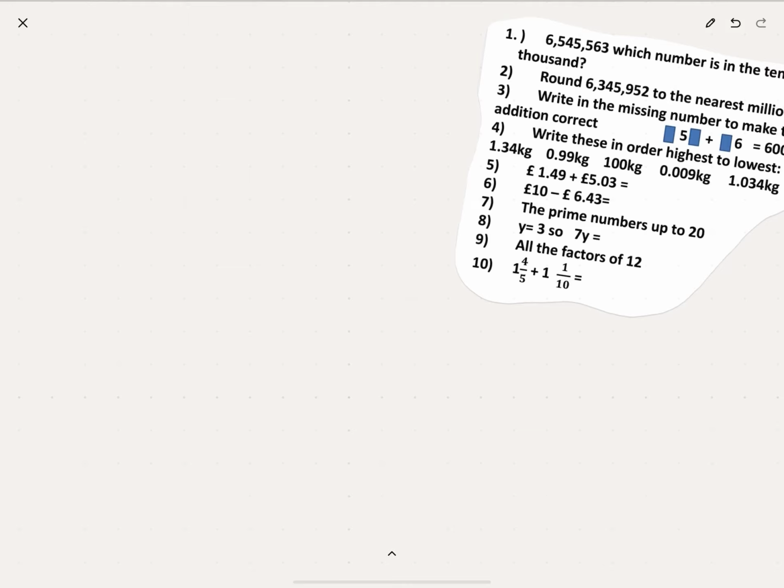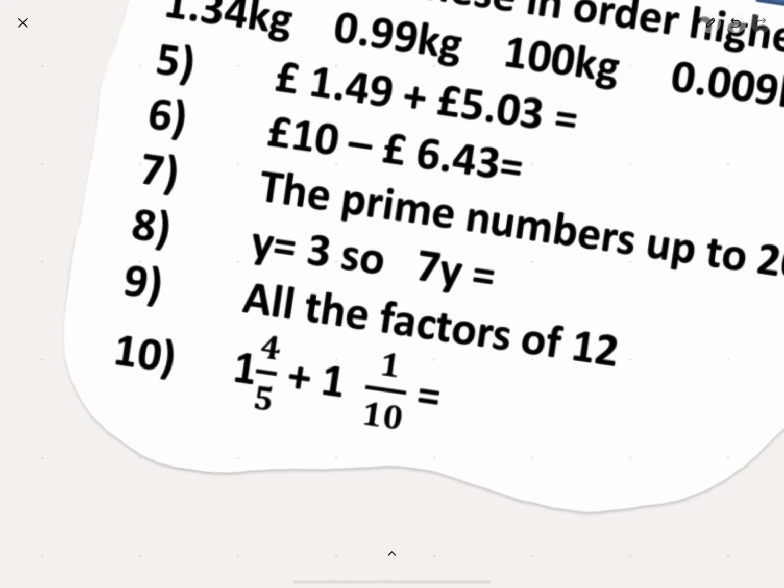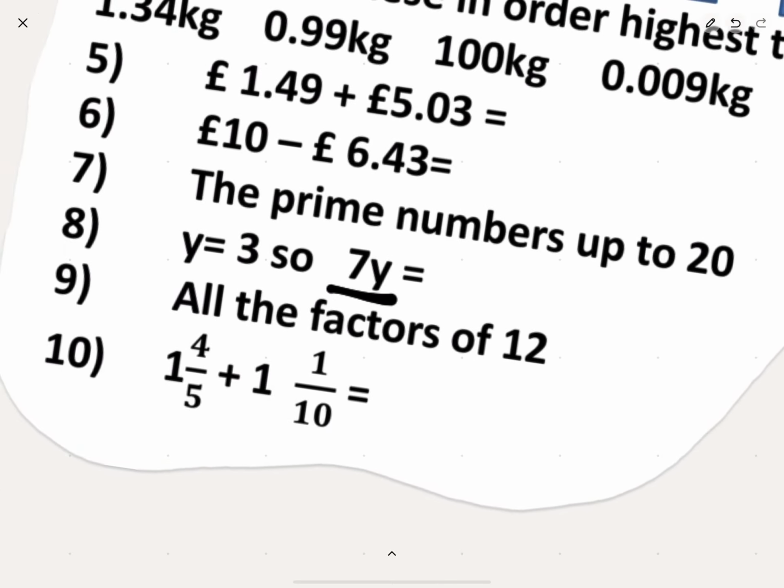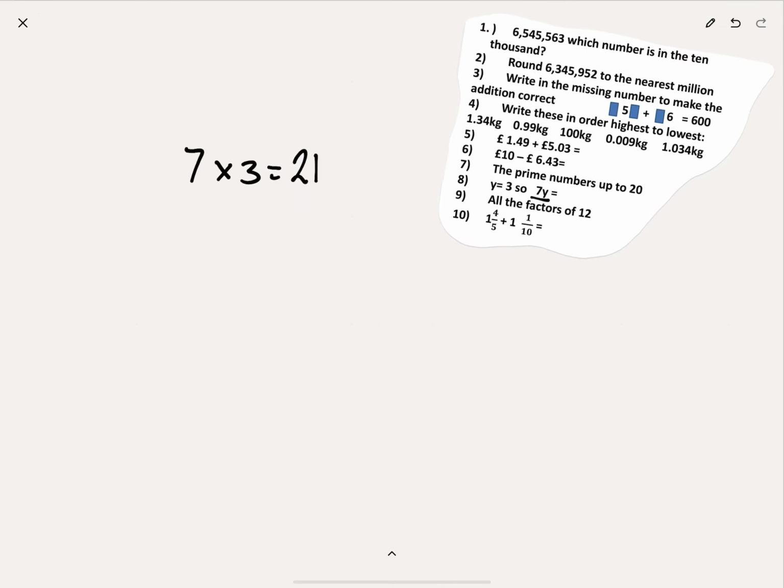y equals 3, so 7y equals, well, it's asking you what 7 times 3 is, which is 21. I'm not going to waste any time with that. We haven't come across that this year, but we have done it on these daily questions. If you see a number written like that, 7y, it means 7 times. It just hasn't given you the operation in the middle.